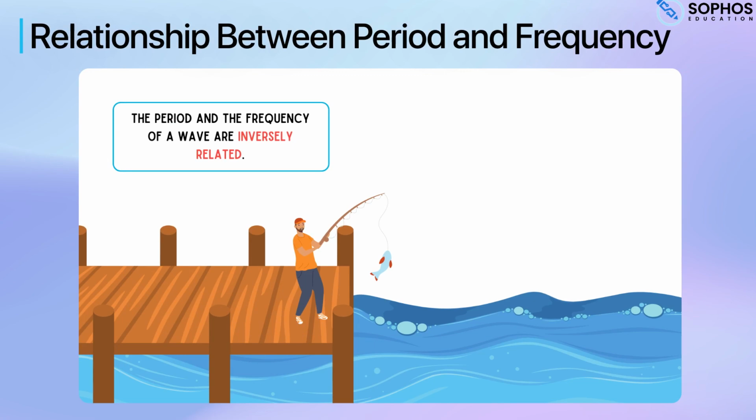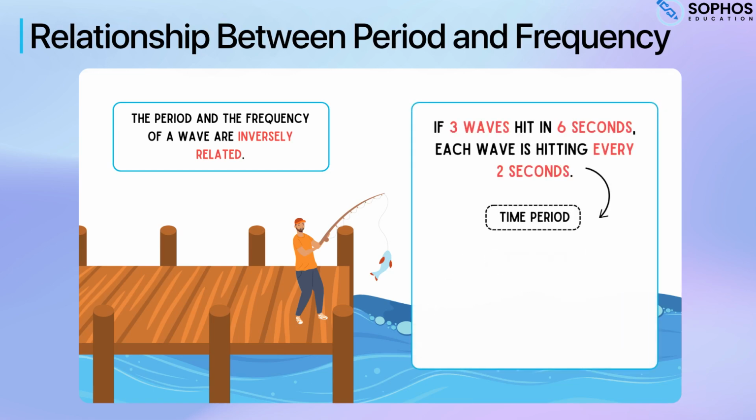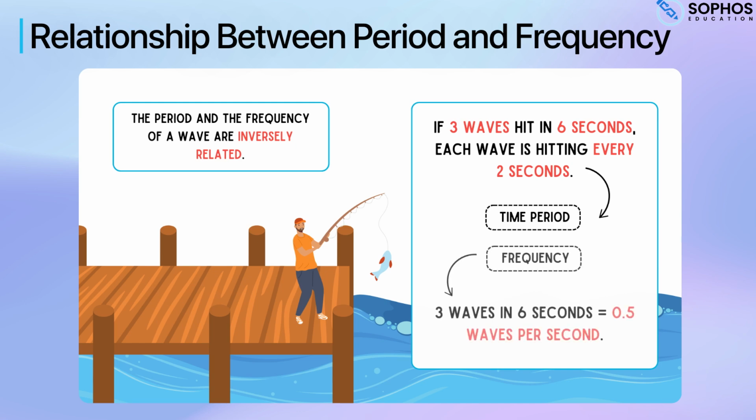The period and frequency of a wave are inversely related. Let's work our way up to this finding. Imagine you're standing by the shore again, and you're counting how often waves hit the dock. If 3 waves hit in 6 seconds, that means each wave is hitting every 2 seconds. This 2 seconds is the period, the time it takes for one wave to complete a full cycle. Now, if we check how many waves hit per second, we would say 3 waves in 6 seconds equals 0.5 waves per second, which is the frequency.